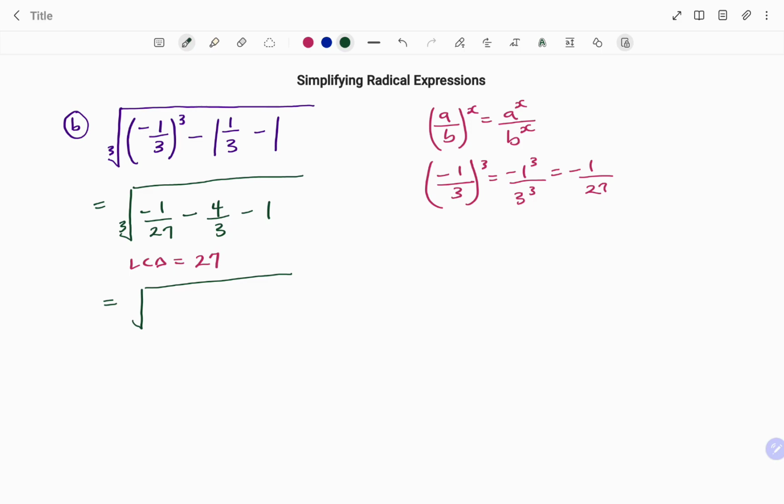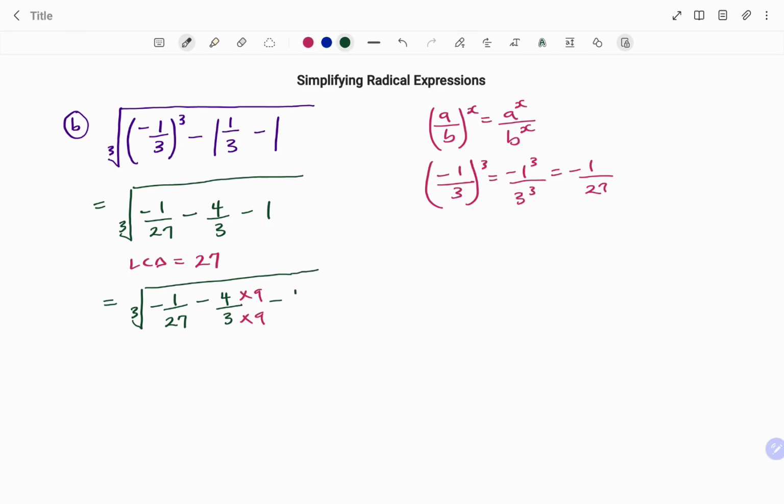So to do that, I'm going to start with minus 1 over 27, which remains the same because my denominator is already 27. For my second term, the denominator is 3, so to get 27, I'm going to multiply both the numerator and the denominator by 9. So I have 4 over 3. At the top, I have times 9. And at the bottom, always remember, whatever you do at the top, you do at the bottom.